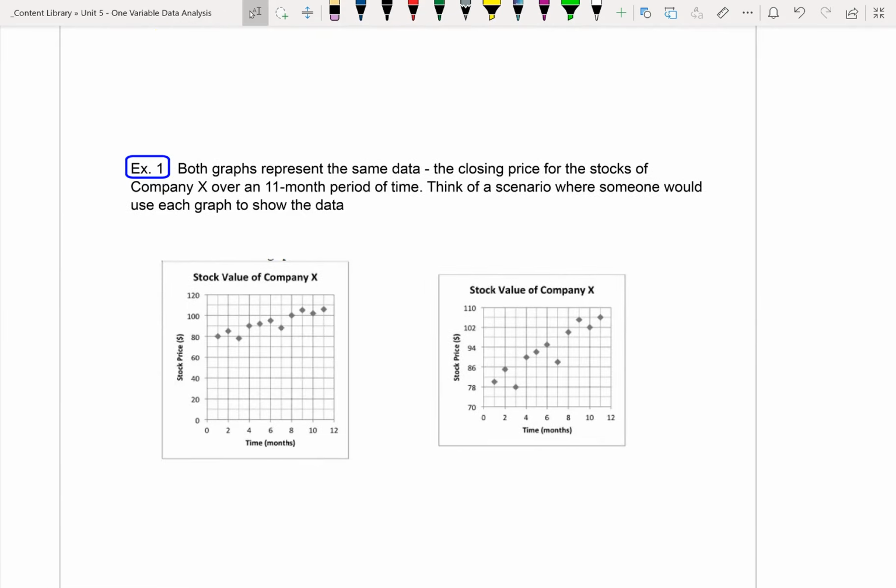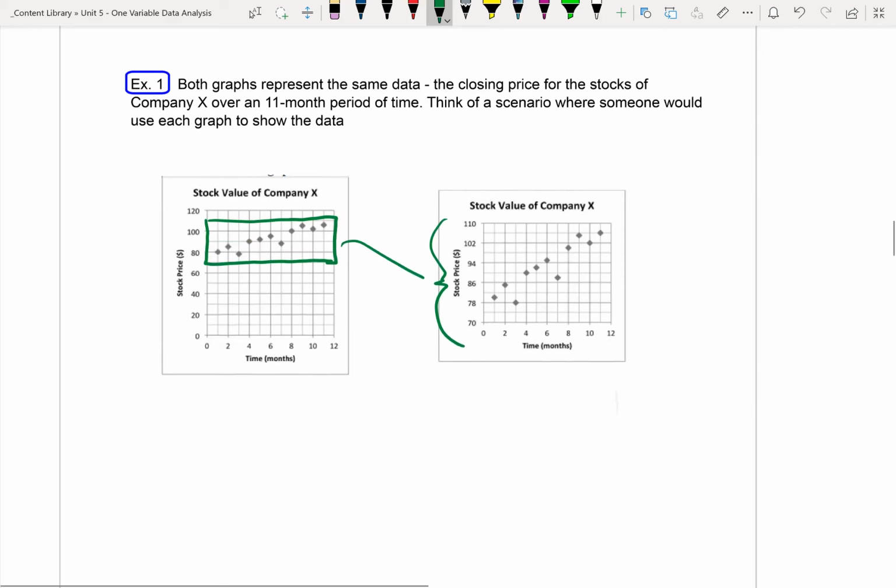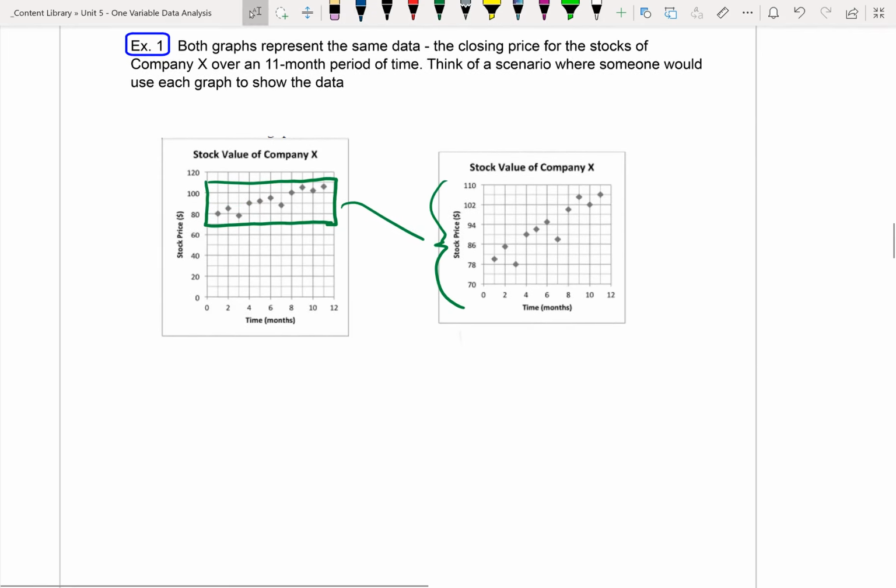So in example 1, both graphs represent the same data, the closing price for the stocks of company X over an 11-month period of time. Think of a scenario where someone would use each graph to show the data. So we have two graphs, they both represent the same data. As we can see, this data in the green box is being represented entirely by the second graph. So it's the same data, just one is magnified more.